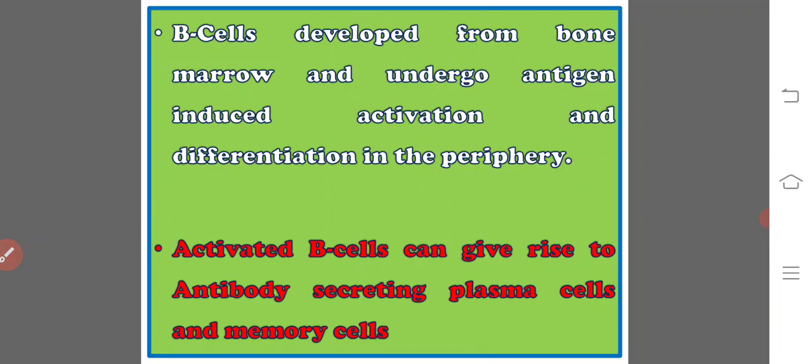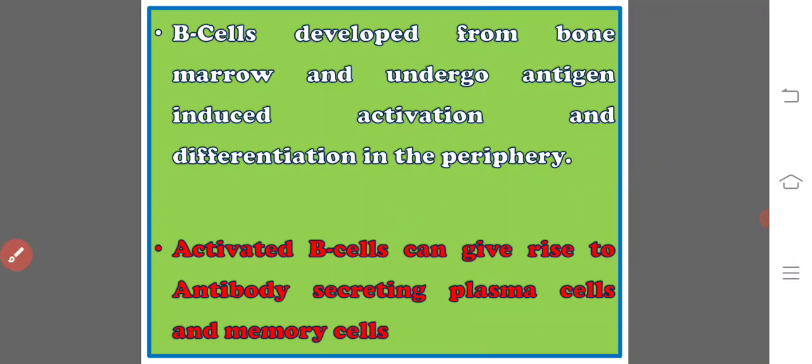If we see the basics of humoral immunity, generally B cells are developed from the bone marrow and undergo antigen induced activation and differentiation in the periphery. Prior to antigen stimulation, the B cell is in the inactive form. After antigenic stimulation, it is converted into activated B cells. These activated B cells can give rise to antibody secreting plasma cells and memory B cells. This is nothing but the differentiation of the B cells.